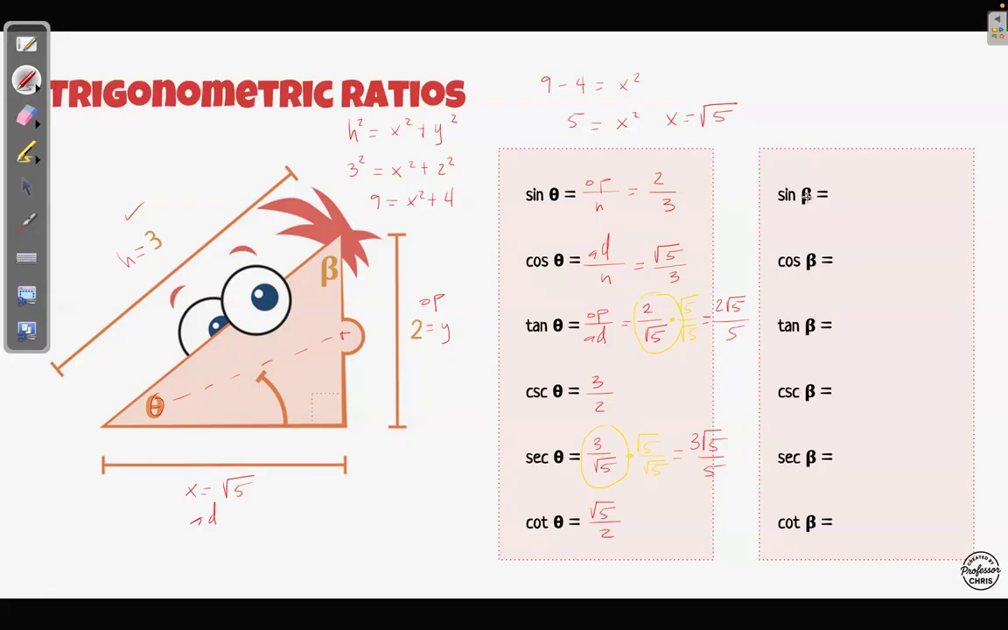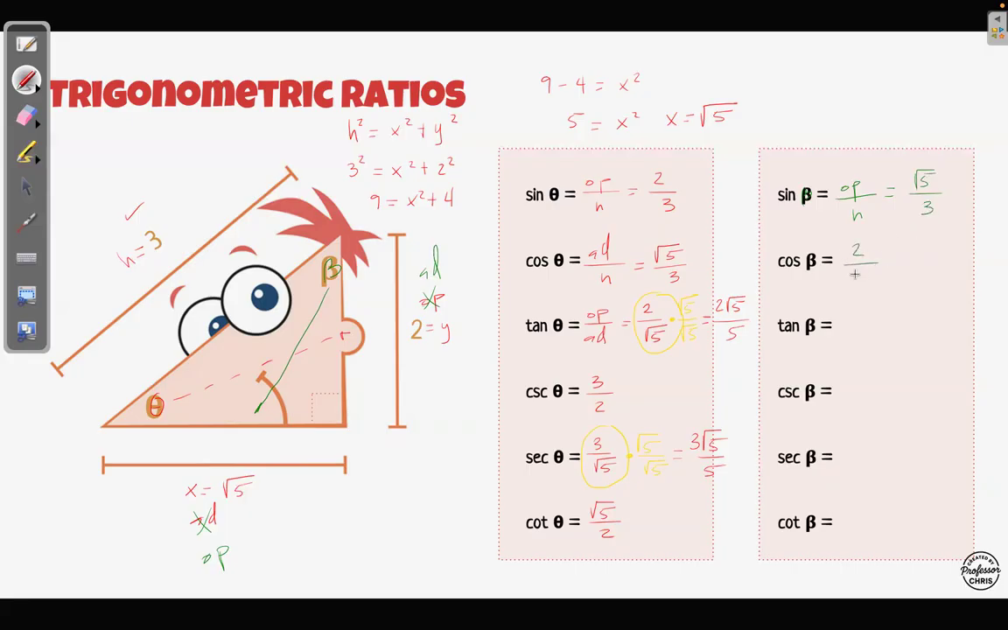Now, sine of beta, still opposite over hypotenuse, but beta is up there. So which side is the opposite? The one in front of it. Adjacent. So if the opposite is now the square root of 5, square root of 5 over 3.